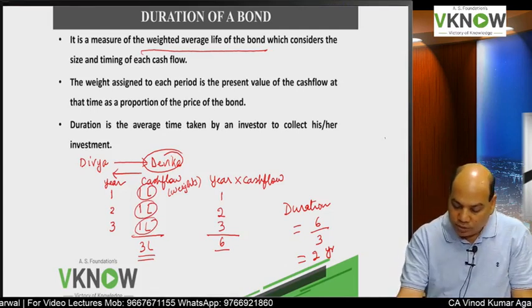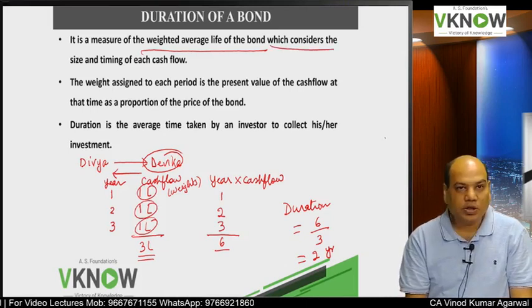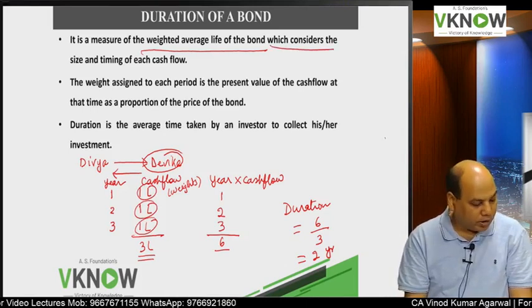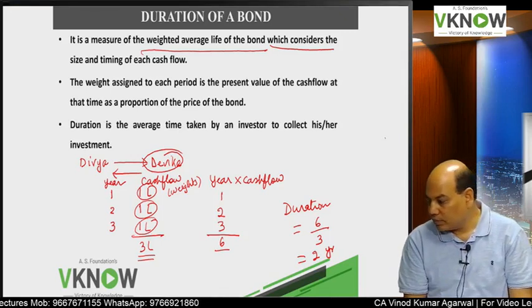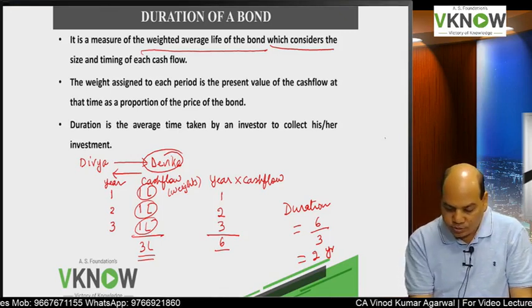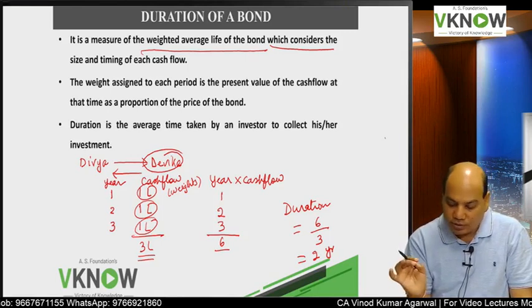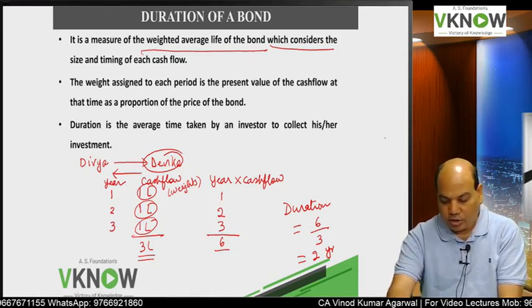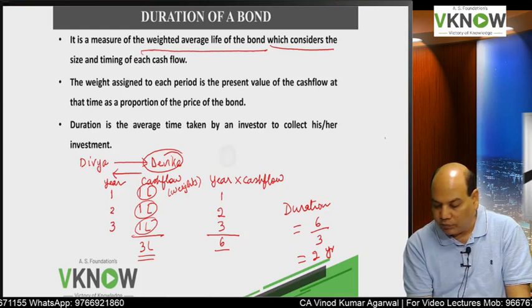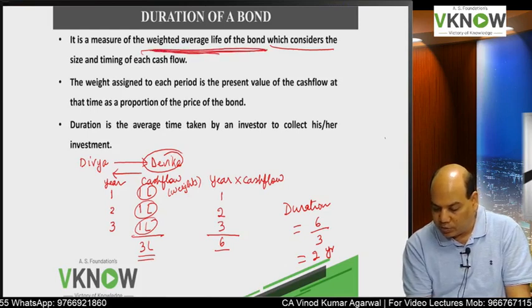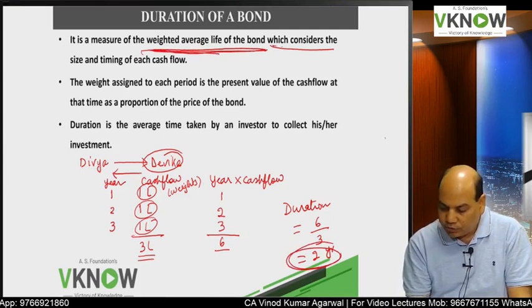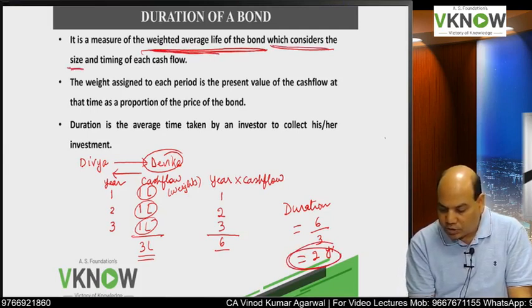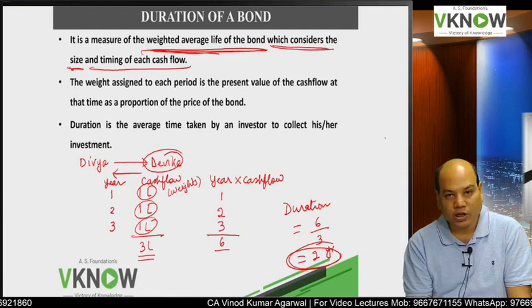So now I will explain the concept with the help of these notes printed in the book. There is a heading called summary. Okay, very good, Anup. The duration will be less than 3 years. Duration is a measure of weighted average life of the bond. This is the weighted average life of this loan, which considers the size and the timing of each cash flow.